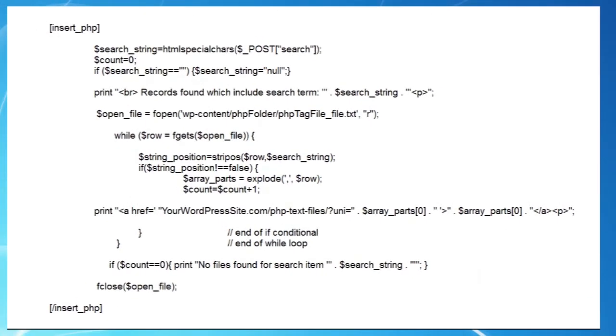We've ended our if conditional, and now we go around the loop again to see if we can find any more results. If when the loop's ended count is still 0, we'll notify the user that nothing was found. Finally, we can close the file, and that's it.